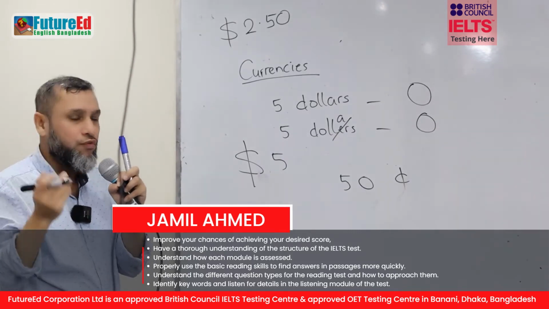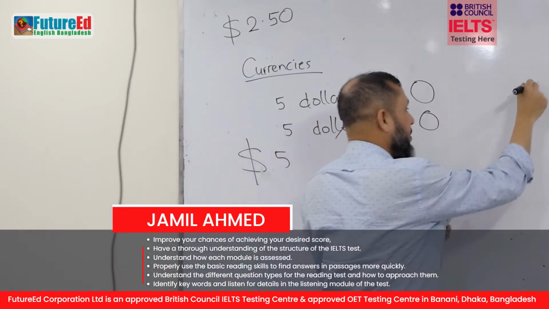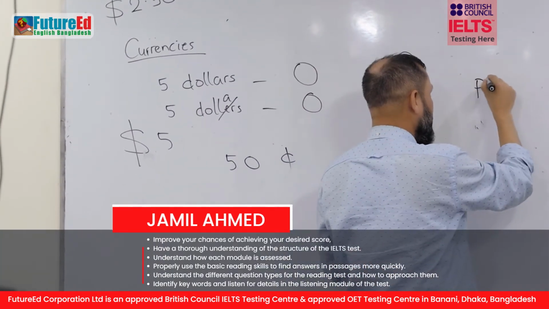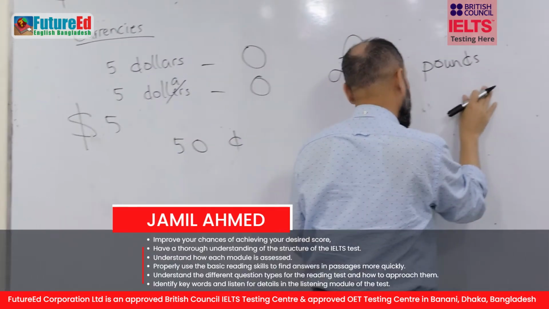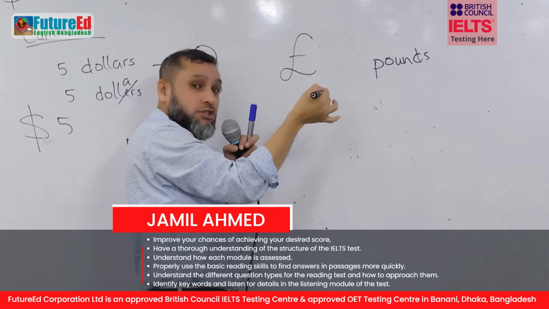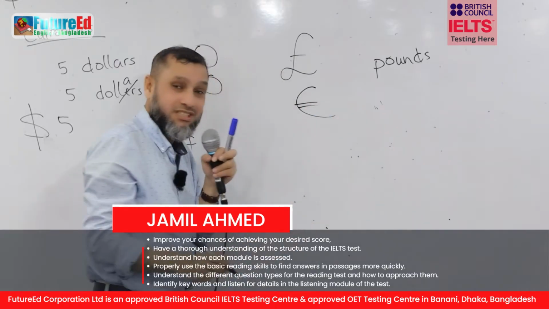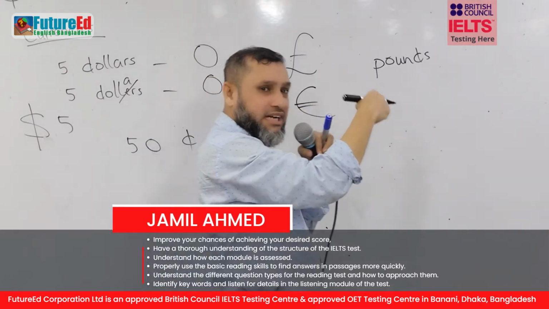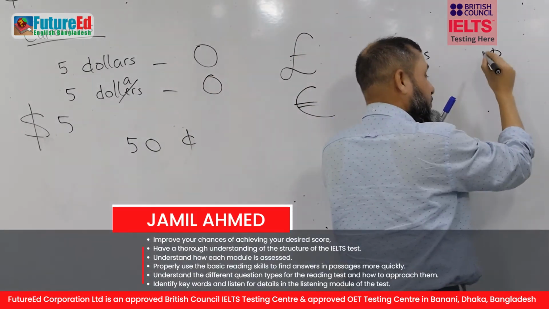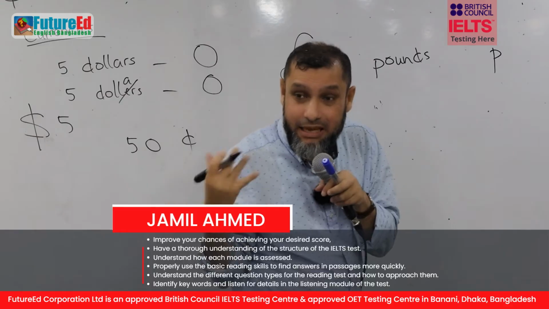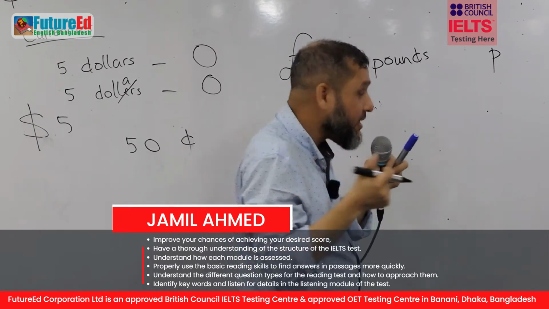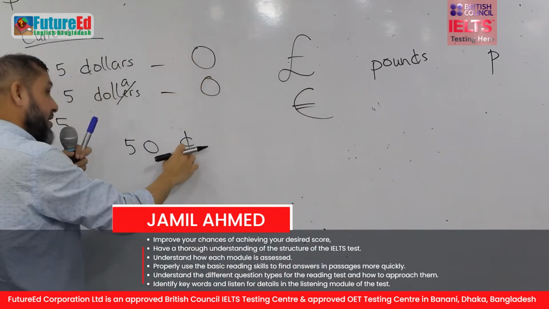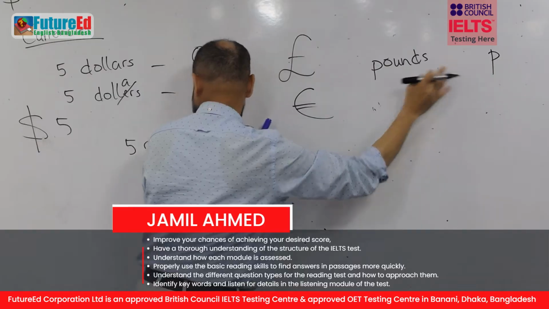The same is true for other currencies like pounds. Learn how to write pounds, British pounds. Now learn how to write euros. Okay. What's the fraction of a pound? The fraction of a pound is called P for pence. No, not pound. P for pence. Cents. Pence. Pounds. Pence. Dollars. Cents.